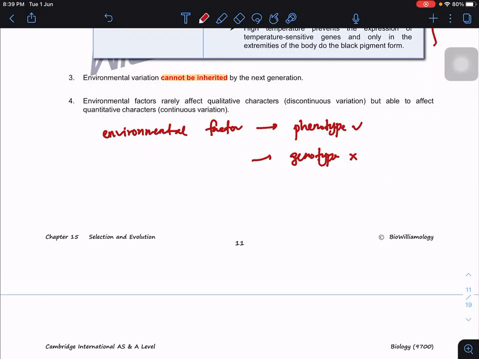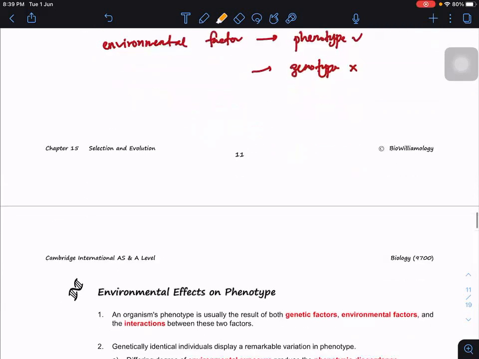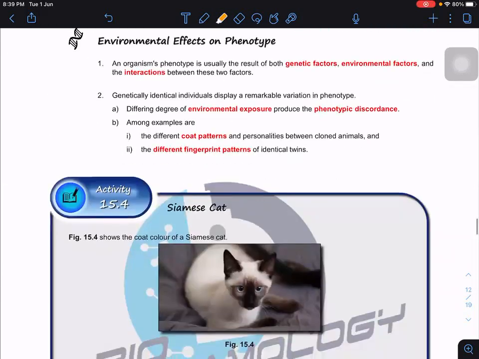Environmental factor rarely affects qualitative characteristics. It always has the effect onto the quantitative characters, for example continuous variation, body height, skin pigmentation. Those are the effects from the environmental factor on top of the genetics. So what are the environmental effects onto the phenotypes? An organism's phenotype is usually the result of both genetic factor, meaning the genotype, and also the environmental factor. So it's the interaction between these two.